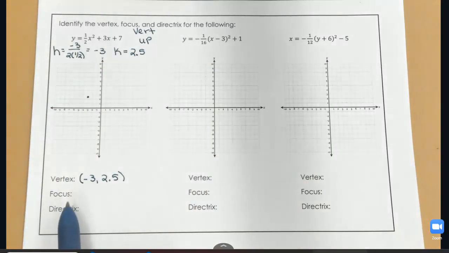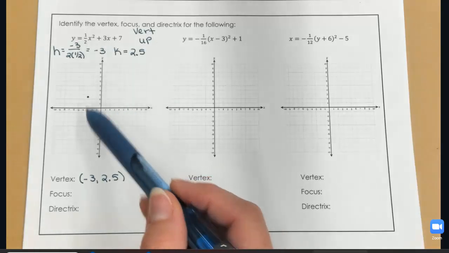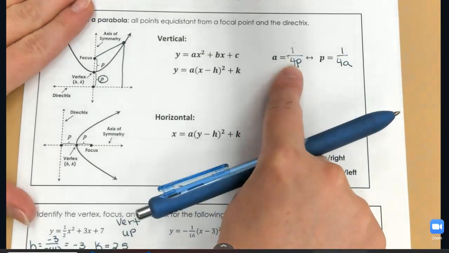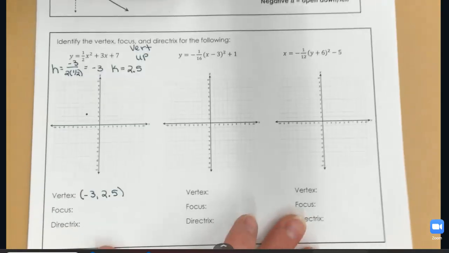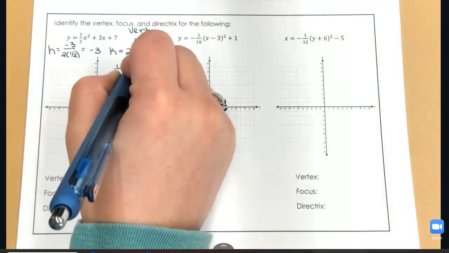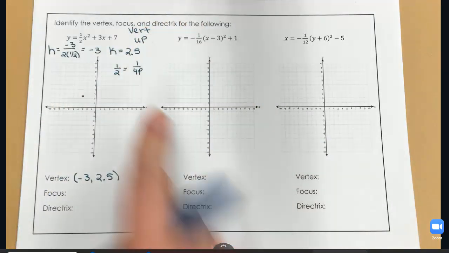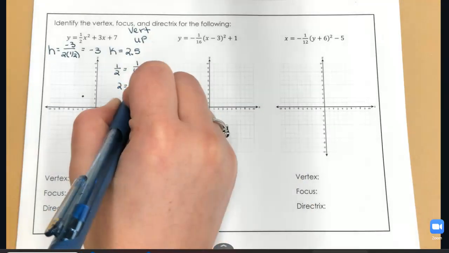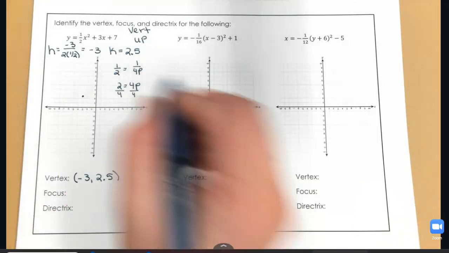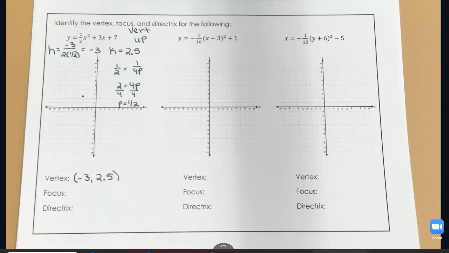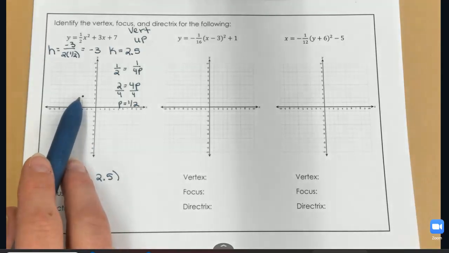And now to find my focus and directrix, because those are both P distance away from the vertex, I need to figure out what P is. Now remember that relationship between A and P. A is equal to 1 over 4P. So my A value was 1/2. If that is equal to 1 over 4 times P, well, that means that 2 is equal to 4P. So if I divide both of those sides by 4, that tells me P is 1/2. So both my focus and my directrix are going to be 1/2 away from this vertex.